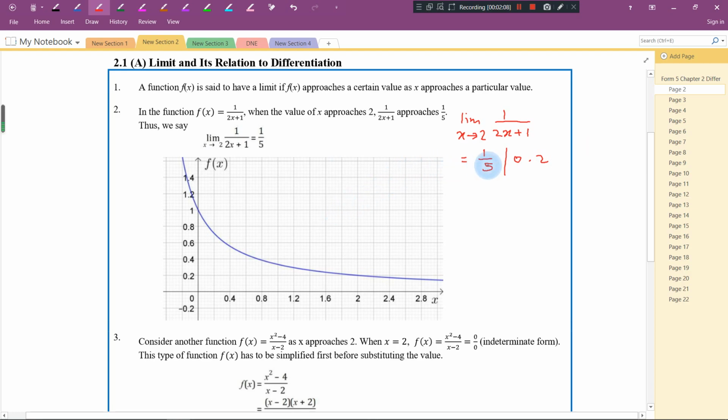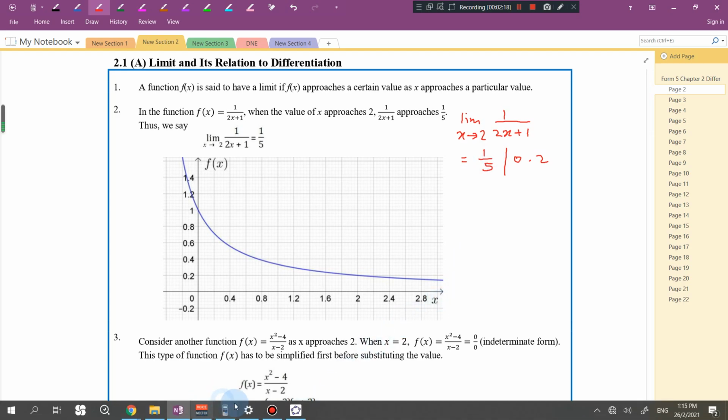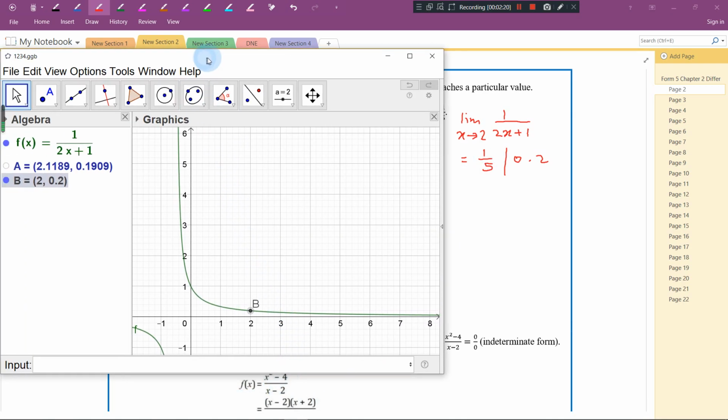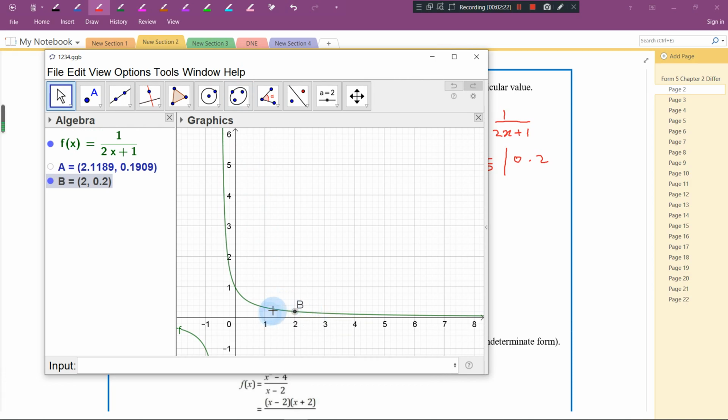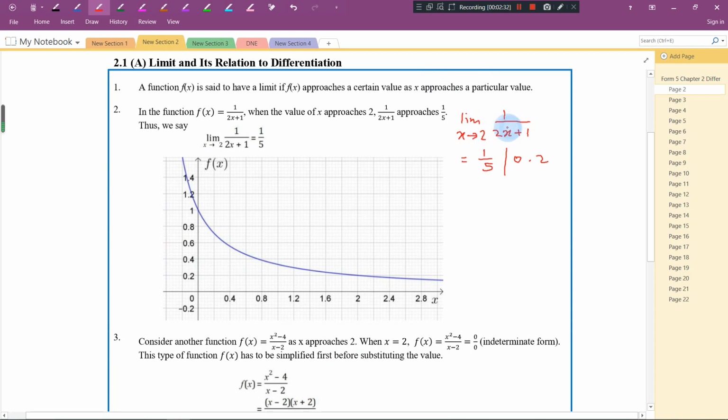But let's say we don't have the graph. How do we get the answer? How do we know what value of y the function is heading to, right? Some students might be thinking now, I don't have to look at this graph, right? What I can do is just plug in the 2 over here. I find the value of f of x, which is 0.2, so I can get the limit of this function as x approaches 2. Yes, you can do it this way in this case.